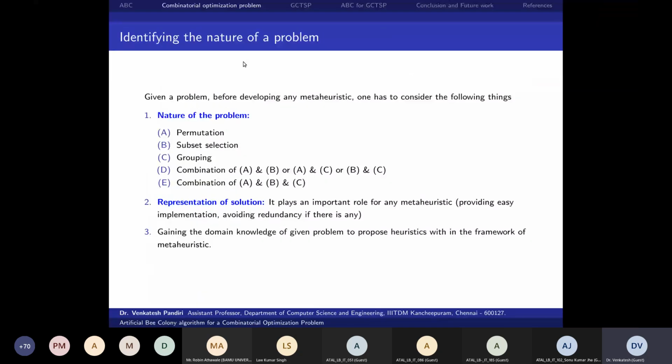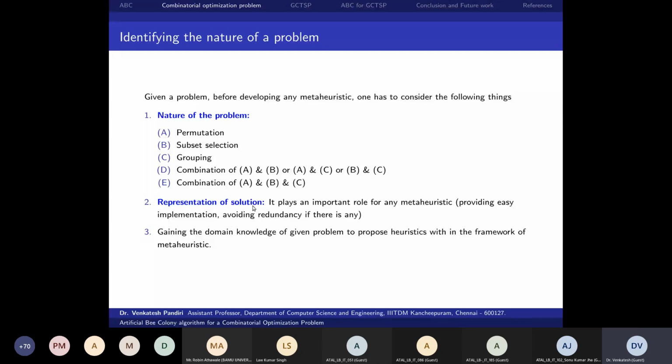Once the nature has been identified, whether a problem is permutation or subset selection or grouping, sometimes, to our headache, it might come as a combination of multiple aspects. It can be a combination of permutation and subset selection, or subset selection and grouping, or permutation and grouping. Then it will be even more difficult to solve those kinds of problems, because solving even the traveling salesman problem alone is difficult. So what happens if multiple aspects are there in the problem? Then we need to design our algorithm accordingly.